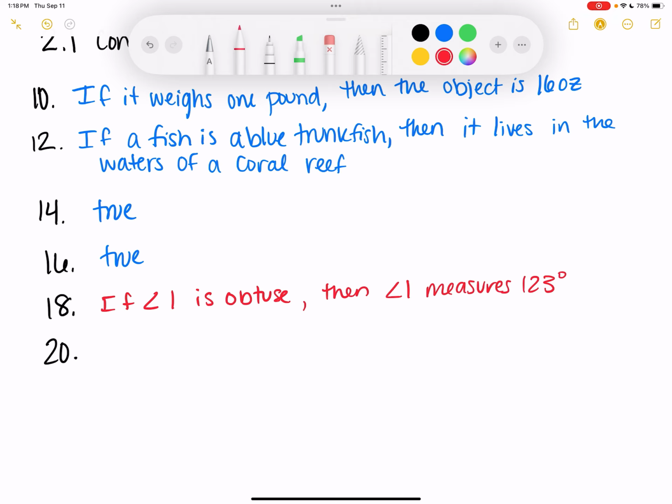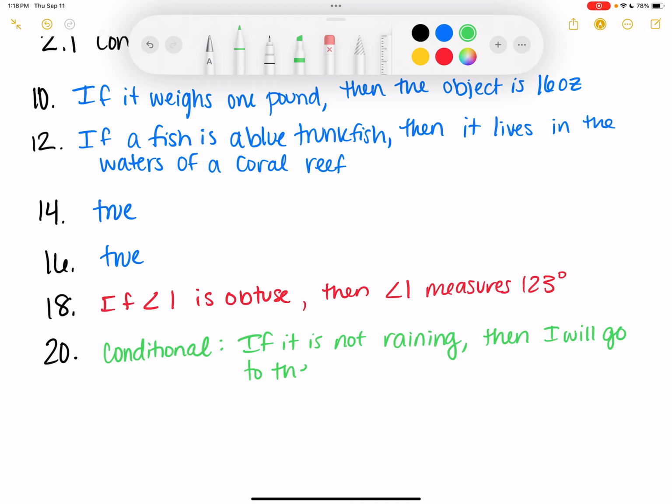If it's not raining, then I'll go to the mall. I was going to say that's exactly what I just said. That's the conditional statement. Okay, so the conditional statement, based on what's given to us, would be if it is not raining, then I will go to the mall. But you said we need to flip it. I want the converse of this statement.